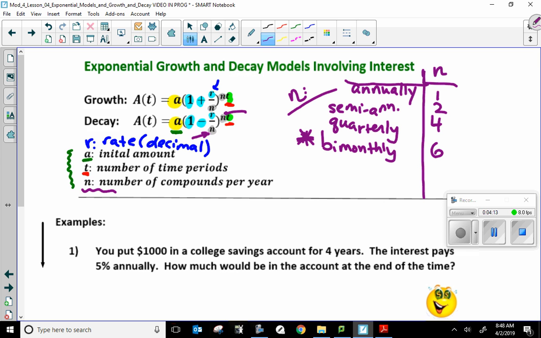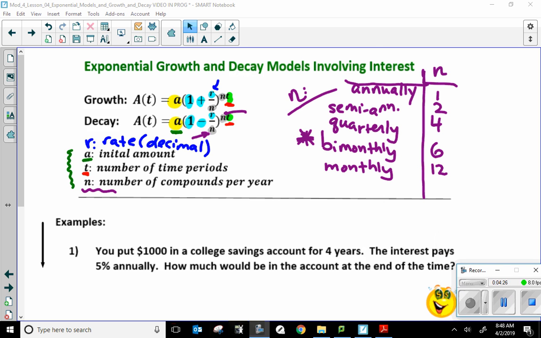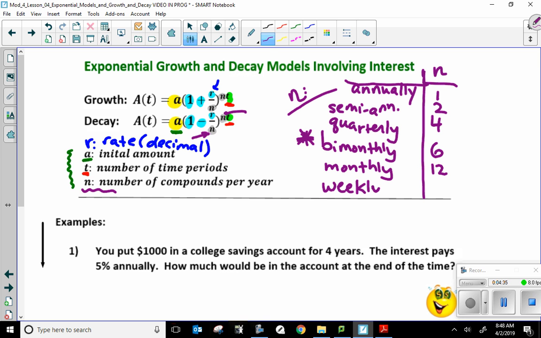Next, if your interest is compounded monthly, that would be 12 times a year. Oh, I got to move this over my smiley face. No, let's put it right there. There are 2 more I want to go over. If it is weekly, there are 52 weeks in a year. And if they compound something daily, that's the assumption that there are 365 days in a year.